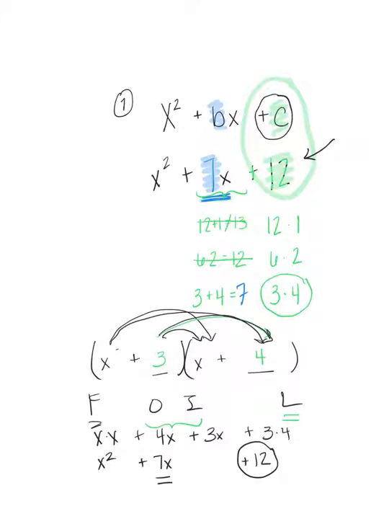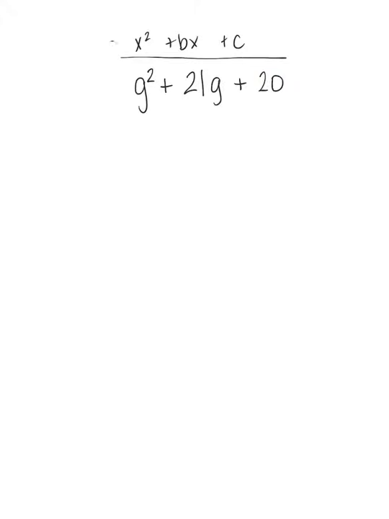Let's do another example. All right, let's look at this problem. Remember that I'm using this format, and instead of x, I just have g's. Okay, and remember that what I wanted to do was to find my factors of c first. So which one is my c term?